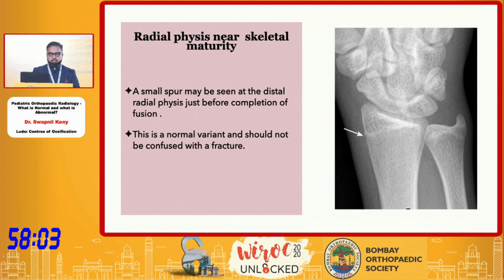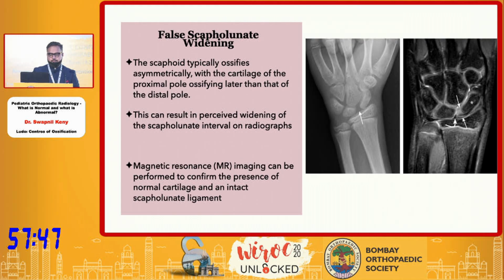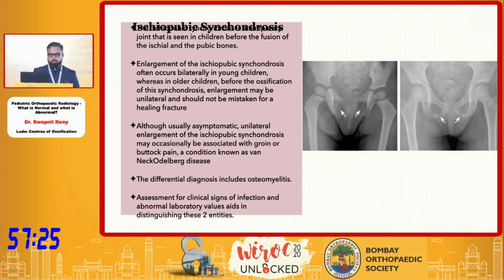The radial physis near skeletal maturity may have a small spur on the distal aspect of the radius and should not be confused for a fracture. Sometimes there is an irregular ossification of the pisiform which is confused for a fracture, especially if your views are not taken correctly, and an MRI can help you differentiate this problem. A false scapholunate widening can occur because the proximal pole of the scaphoid ossifies a little later as compared to the distal pole, and this interval can sometimes be taken up as an injury to the hand, and an MRI will help you differentiate it.